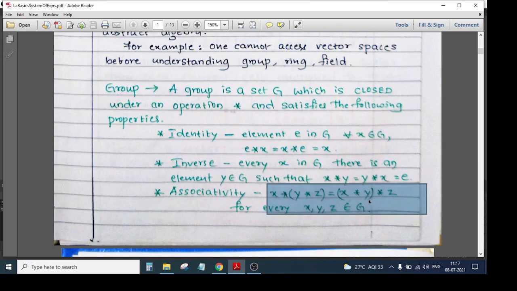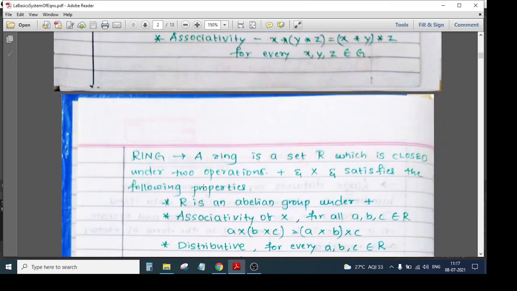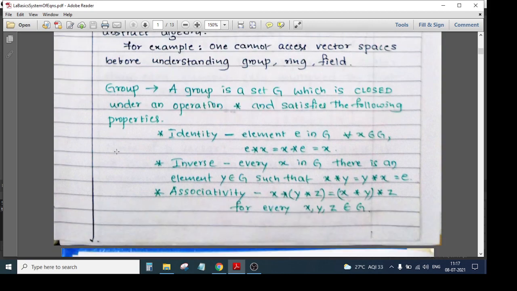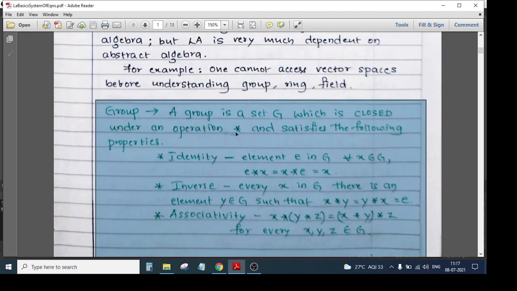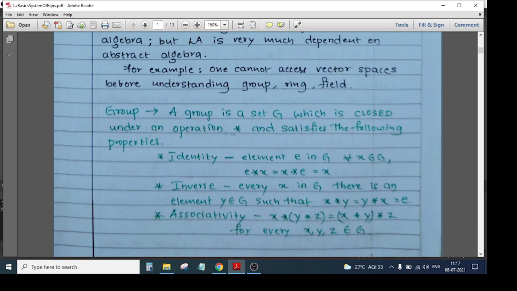So these are the things, friends. I hope the group is clear. In short, a group is nothing but this: first, it should be closed under multiplication. The next thing is it should satisfy the properties I and A, which are identity, inverse and associativity. So this is the meaning of your group.